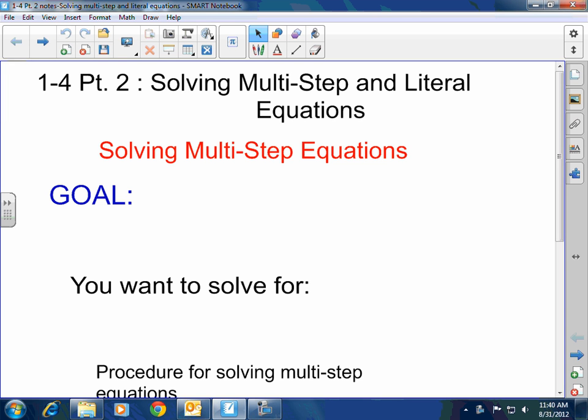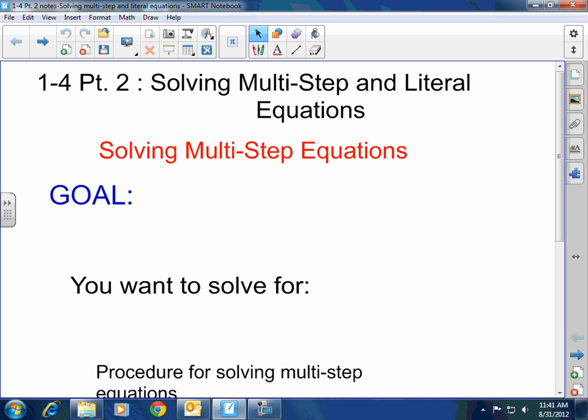Today we are going to be talking about 1-4 part 2. Remember, 1-4 is one complete section on equations, but it takes into consideration that you've already learned and mastered single-step, two-step, multi-step, and literal equations, and it kind of just gives you a review for it. So this is part 2 from my notes, but 1-4 is just one section. Anyways, today we're going to be talking about solving multi-step and literal equations.